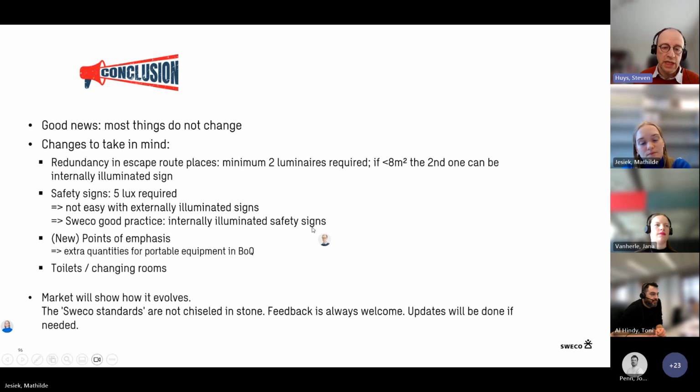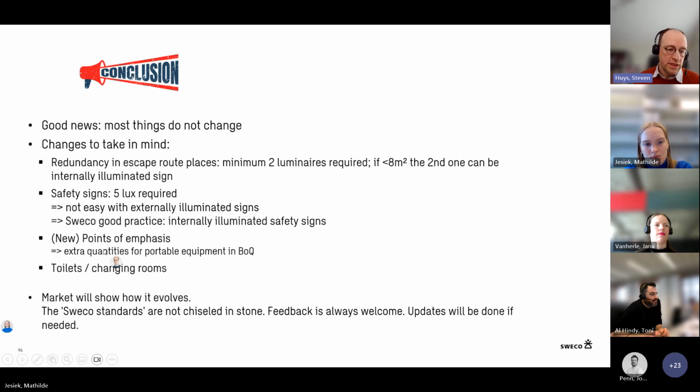I know in Belgium it's not very common, but in other European countries like the Netherlands, France, Germany, it's already a good practice. So I think we must jump onto it, and I think we are, as Sweco, big enough to make this change in the market.